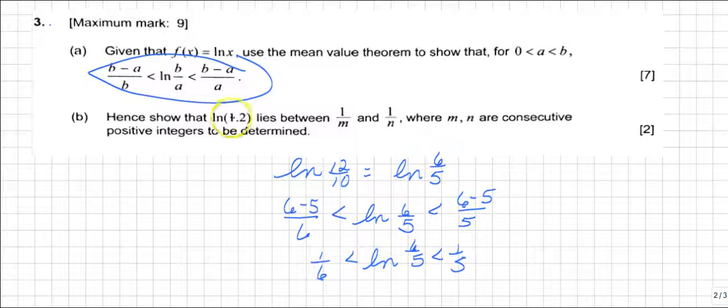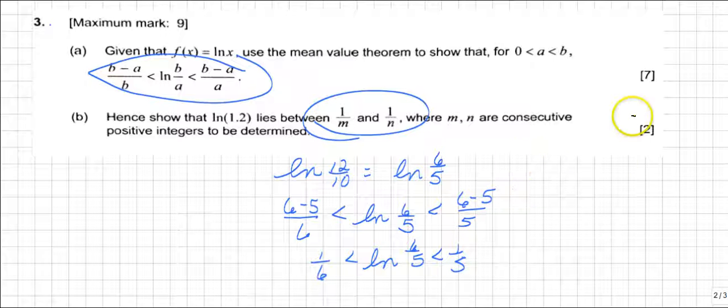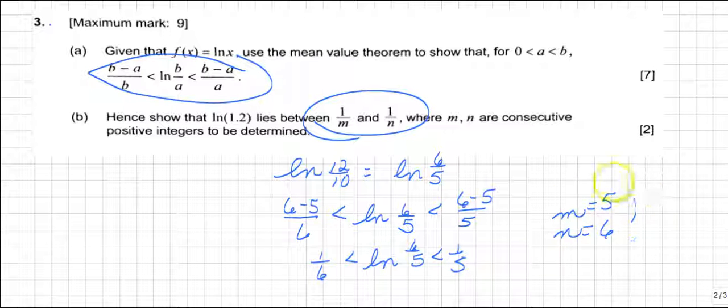So we just showed that ln of 1.2 lies between 1 over m and 1 over n, where m and n are consecutive positive integers, which they are. They are 5 and 6. So let's get our order right here. Well, I guess it really technically doesn't matter in this case, does it? So we'll say m equals 5 and n equals 6. And that is done.